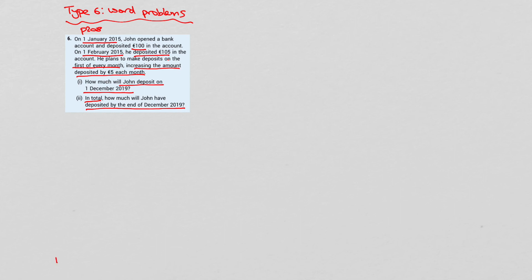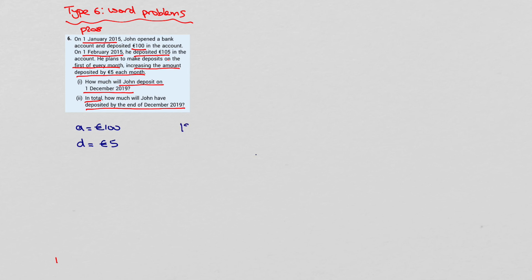So our first term is how much he's deposited on the very 1st of January, which is €100. And then we know that the common difference is that each month it's going to increase by €5. So our common difference will be €5. So on the 1st of December 2019, well, how many terms are going to have passed? In other words, what is n going to be equal to?